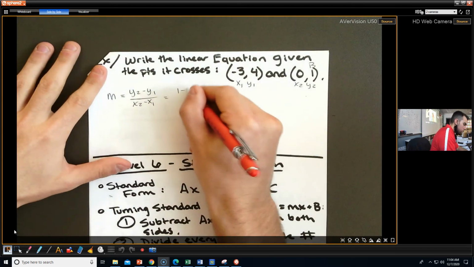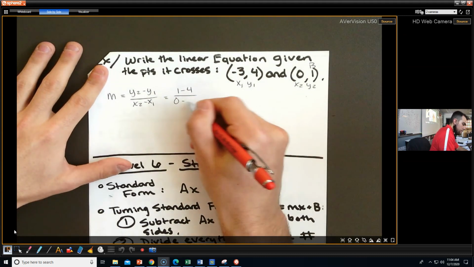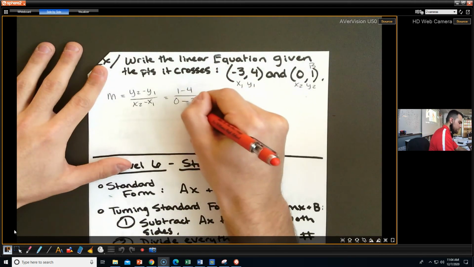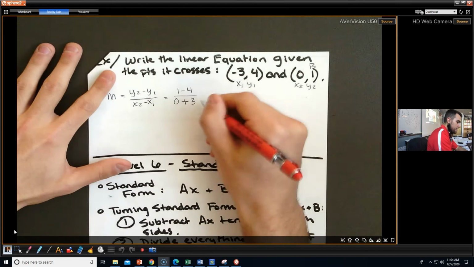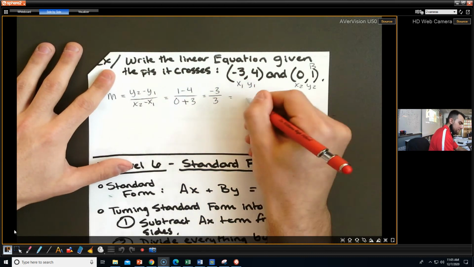We're going to do y minus 4 up top. We're going to do 0 minus a negative 3 on the bottom. A minus minus makes a plus. And so we end up getting, on top, negative 3 over 3. And that equals negative 1.